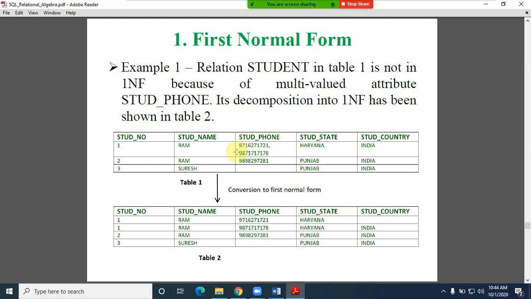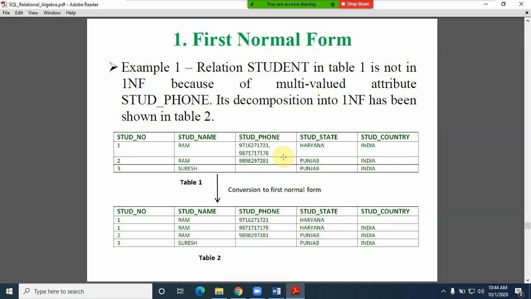While recording the information, we have entered multiple phone numbers manually, but this particular table is not in the first normal form. As per the definition of the first normal form, no multi-valued attribute should be entertained by the relation. Now if you consider the student phone number, we are having multiple values.